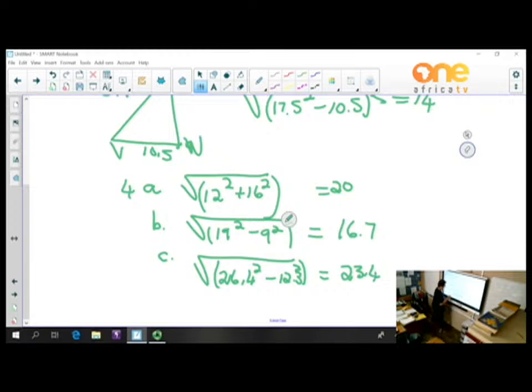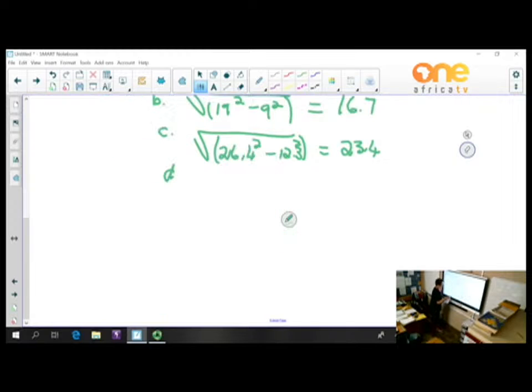23.4. And then the last one there, number D, is again an addition one, so it's 11 squared plus 12 squared. And what do we get? It's the square root of 11 squared plus 12 squared, close, is equal to 16.3 centimeters. Okay, so this is what you did in grade 9. It's not new work here.